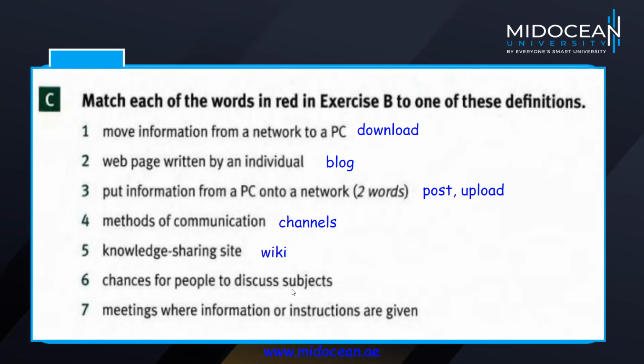Number six, chances for people to discuss subjects is forums. We can go into a forum and discuss certain topics. And number seven, guys, meetings where information or instructions are given. So it's briefings. So guys, take care of these words: download, blog, post, upload, channels, wiki, forums, and briefings.